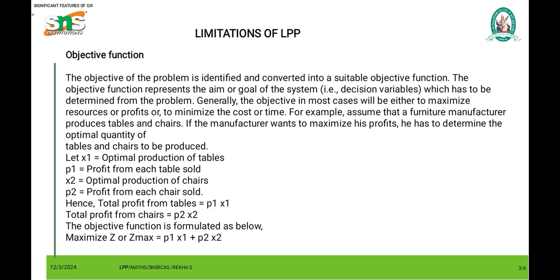For example, if you manufacture tables and chairs, we have to maximize the profit. So X1 is the optimal production of tables, and P1 is the profit from each table. X2 is the optimal production of chairs, and P2 is the profit from each chair sold. So we can write it as P1 into X1, P2 into X2. The objective function is: maximize Z equal to P1 X1 plus P2 X2.